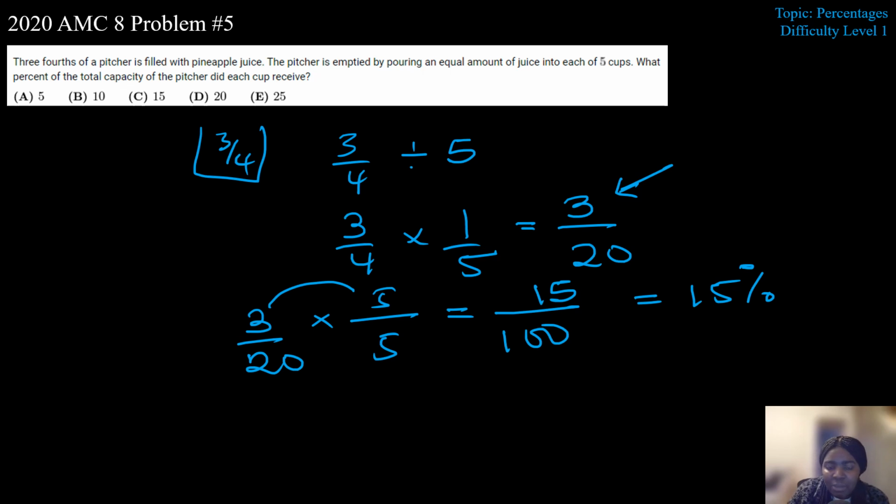Together, the 5 of them would be 75%, and 75% is the same as 3/4. So the answer here is going to be C. All right.